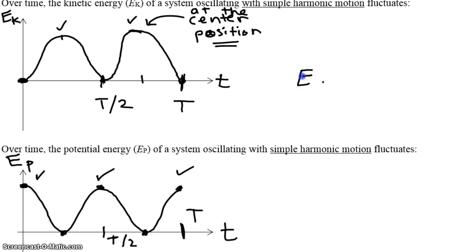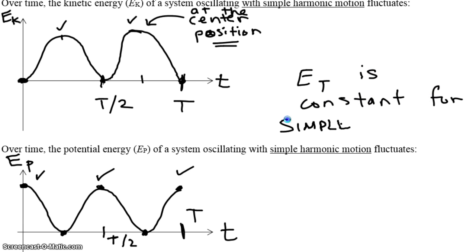But remember, E total is constant for simple harmonic motion. The next thing we'll study is damped harmonic motion, where total energy is not constant, but where the energy is reduced. But for simple, not damped, we have constant total energy.